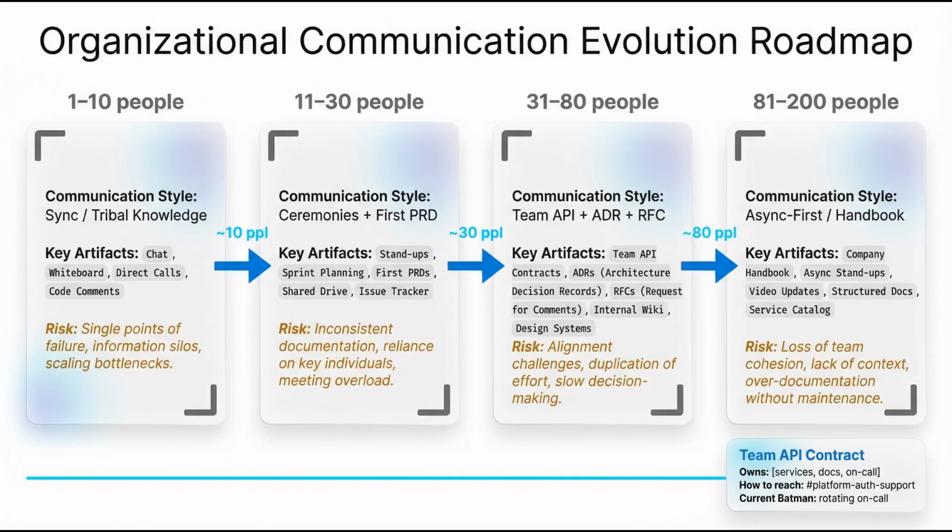Human API. How information flows. In a mature organization, every team publishes a team API. It's a contract defining what the team owns, what services it provides, how to communicate with it, and who the current Batman is, the rotating duty officer.